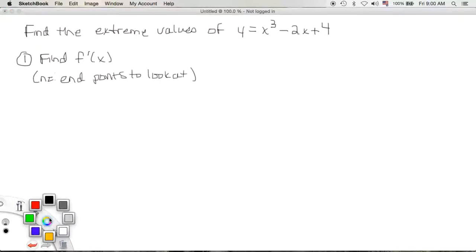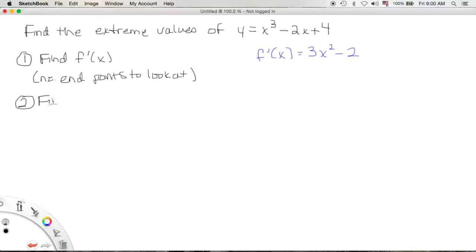Okay, so the derivative is 3x squared minus 2. So next we're going to find the critical points. And as we said, there's no endpoints, so we don't have those to look at. So we need to look at when the derivative is equal to 0 or the derivative is undefined.